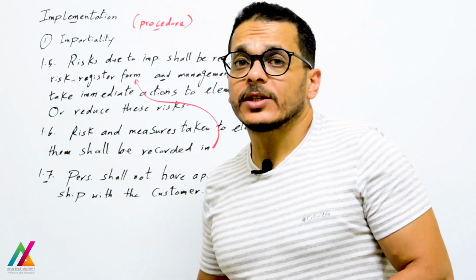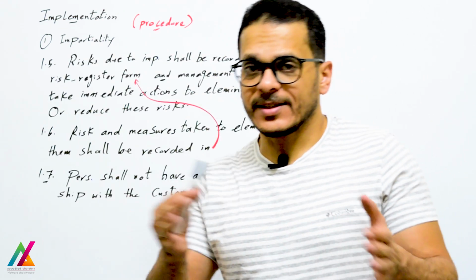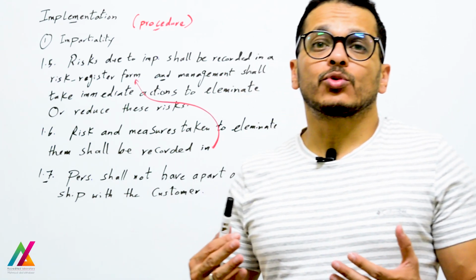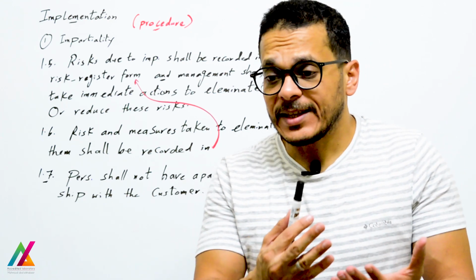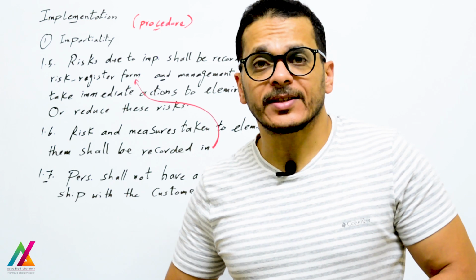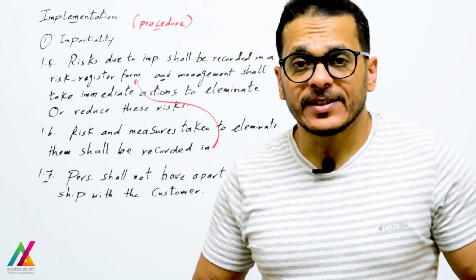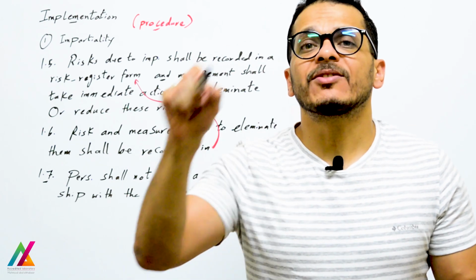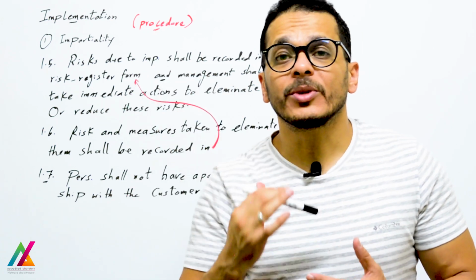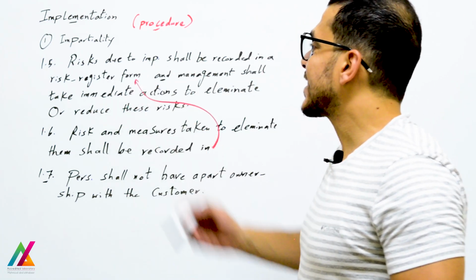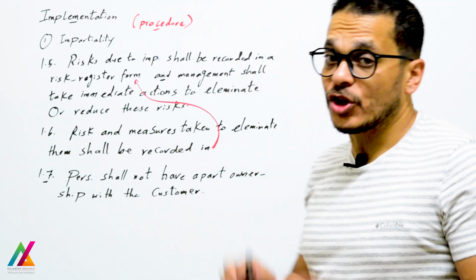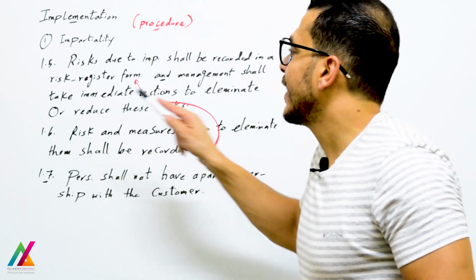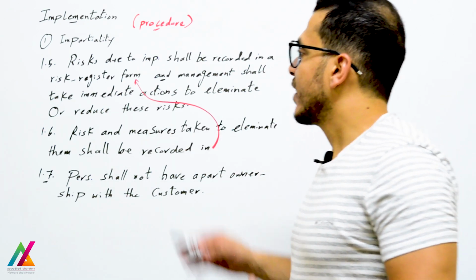And the most important point related to impartiality is the risk-based thinking or risk-based approach, as I explained in the previous lecture. You have to find out the risk that will affect impartiality inside the lab and try to eliminate or reduce this risk. And you should record each risk with the grade of this risk, if it's high or medium or low. So risks due to impartiality shall be recorded in a risk register form, and management shall take immediate actions to eliminate or reduce these risks.